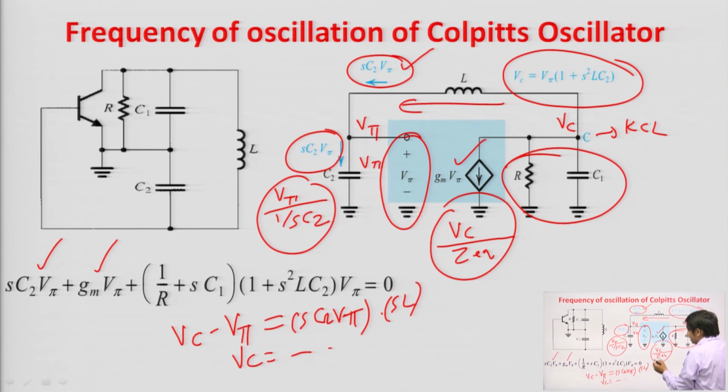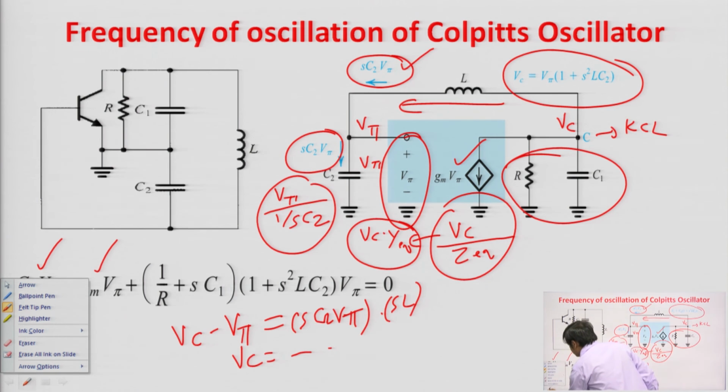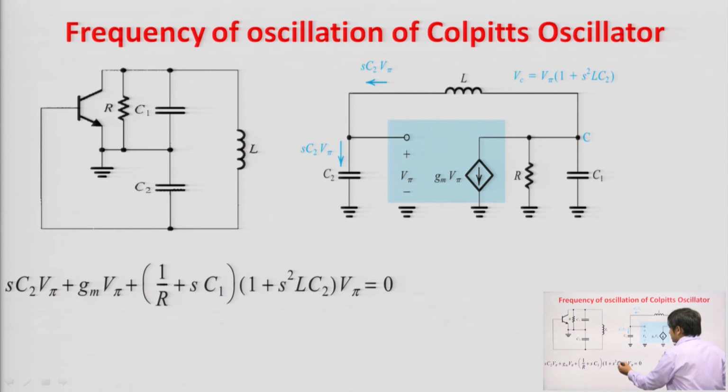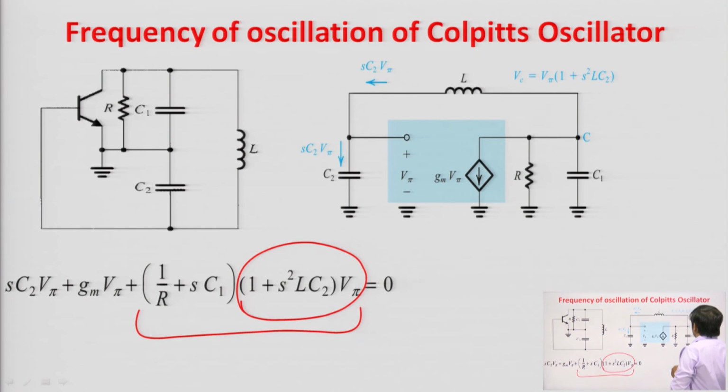This Z equivalent can be written as Vc into Y equivalent, because admittance is equal to 1 by impedance. Whenever the capacitor is in parallel, it is better to use the admittance approach, the calculation will be easier. So, you can see how we are getting this third term. This is the voltage, 1 plus S square L C2 into V pi at the collector node, into admittance, that is 1 by impedance, right.